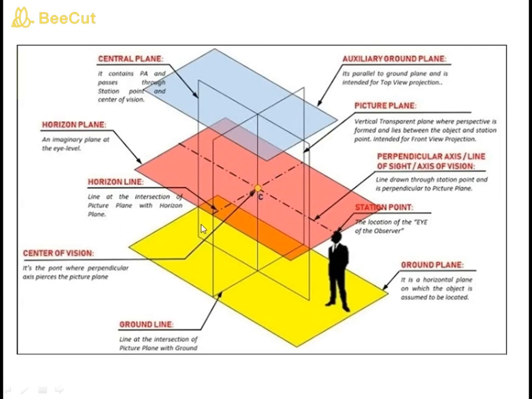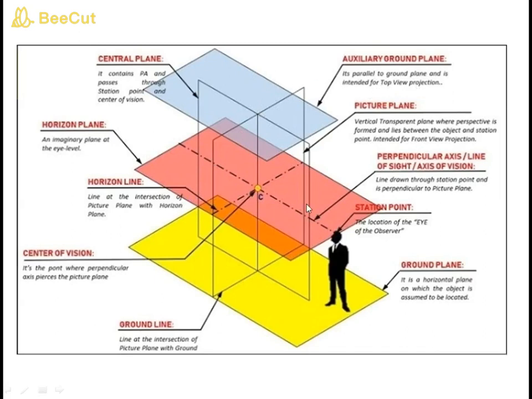And the next plane is the central plane. See, the plane perpendicular to both the ground plane and the picture plane is known as the central plane. The central plane will help you understand whether the object is on the left side or the right side of the observer, whether a point on the object is towards the left side or right side. It is passing through the eye level of the observer, and it is perpendicular to the ground plane and picture plane.